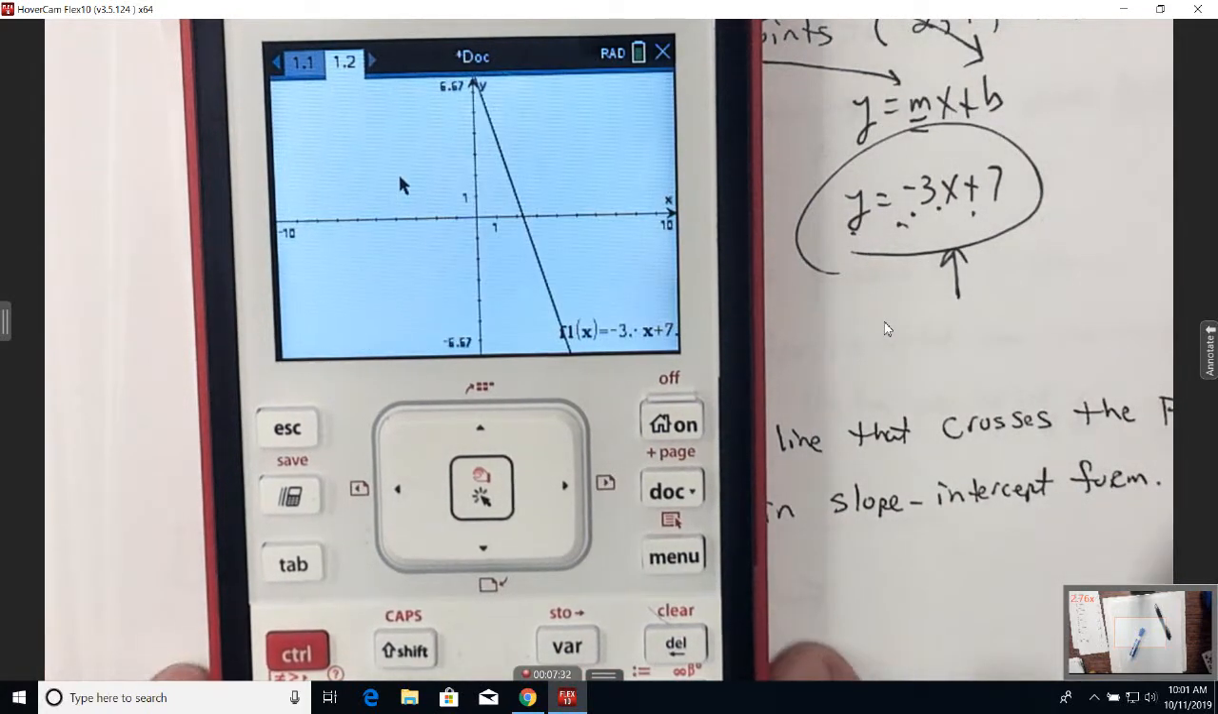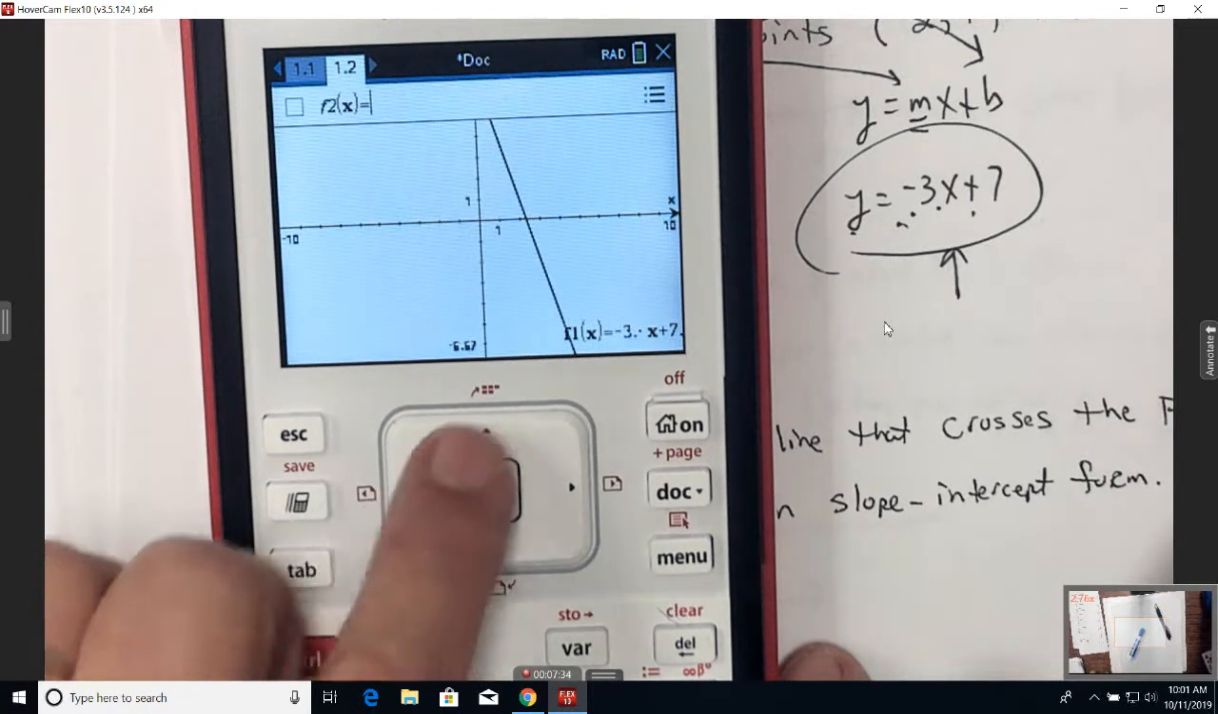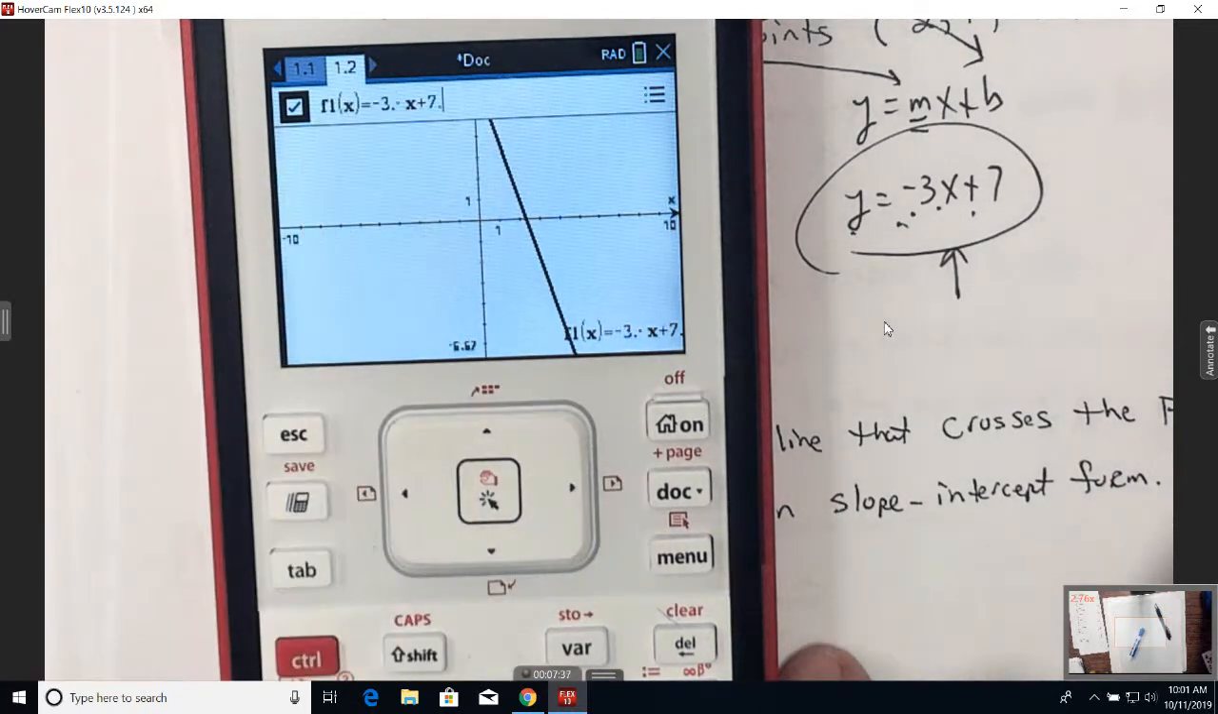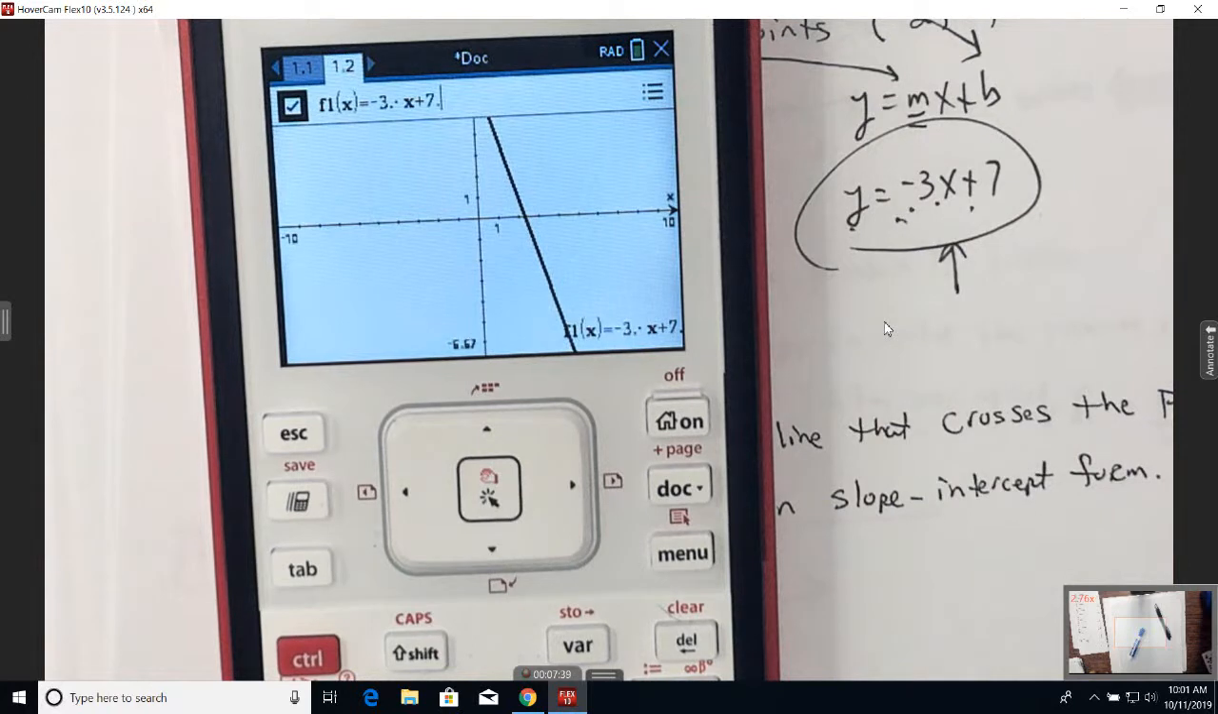What's my function rule? Look, Control T. Right? How do I come up with my function rule? Just hit Tab and go up. There's my function rule. Right? I told you this is one of the most asked questions on the EOC, and all of it is by a push of a button. We can find these answers now, right?